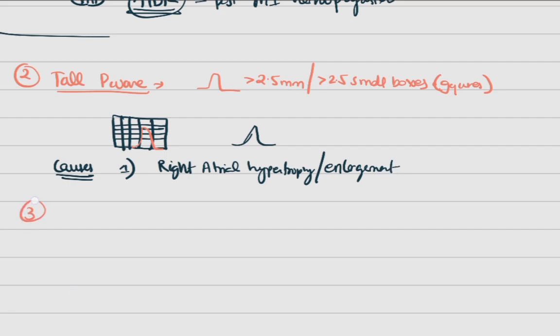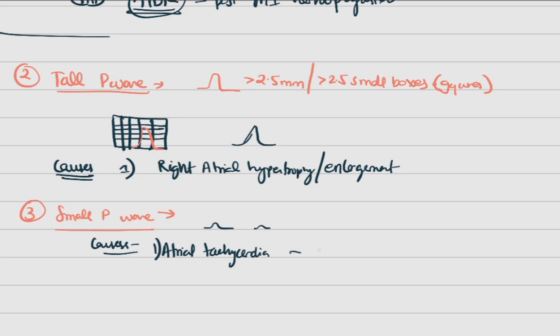So there could be a small P wave also. When you discuss a tall P wave, we can also discuss a small P wave. The P wave could be very small. So these are the causes for small P wave. Causes could be atrial tachycardia, where the atrial muscles don't have enough time to repolarize, so the next depolarization of the atrium produces a very small P wave due to tachycardia and reduced duration of atrial repolarization.